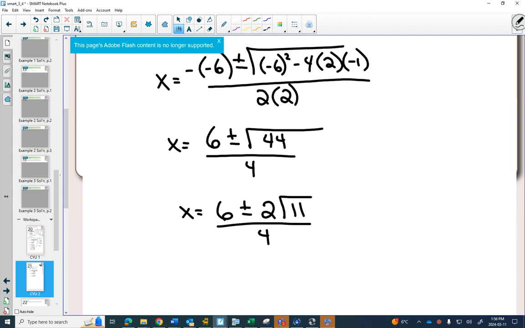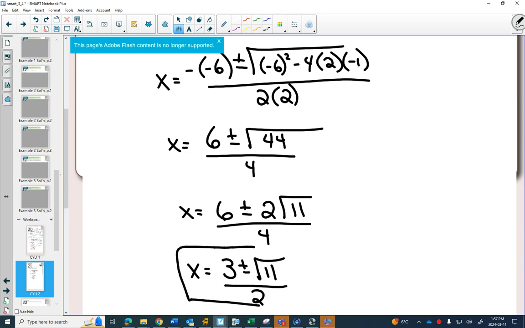And one of the things that you can do to help you simplify fractions like this is you can look at every term on the top and the one term on the bottom. Is there something that divides all of them? We can divide them all by 2. So if I divide everything by 2, this will be 3. This will just become root 11, and it will now be over 2. And this is our simplified final answer.